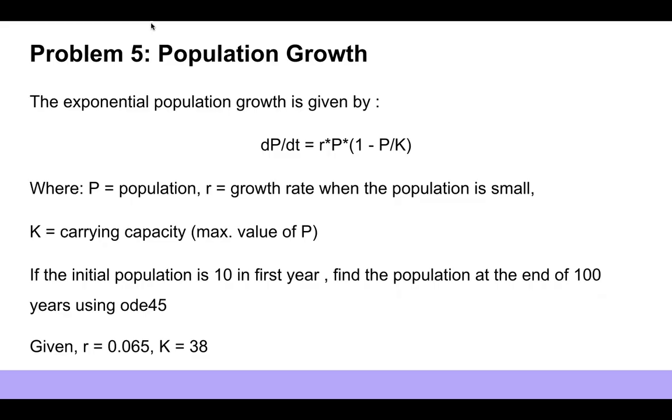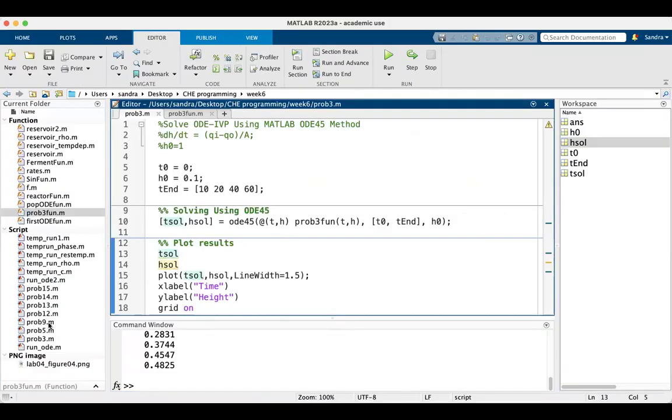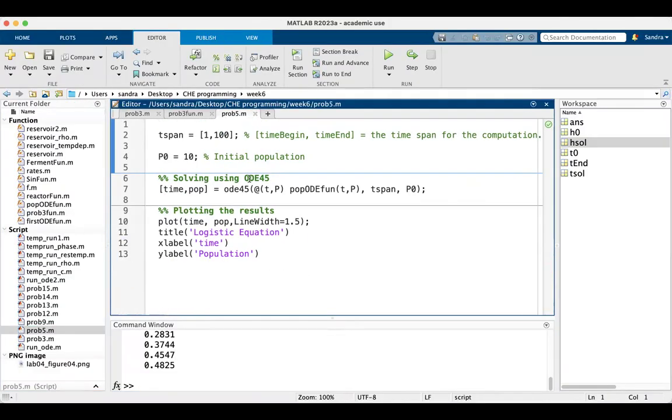Any answers for this? So we'll look at the code. T span is from t equal to 1, that is year 1, to year 100. So 1 and 100. P0 is the initial population. At year 1, the population is 10.